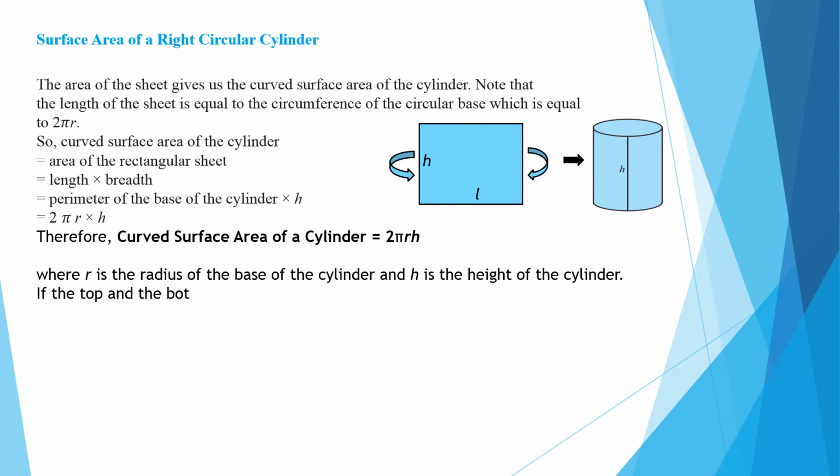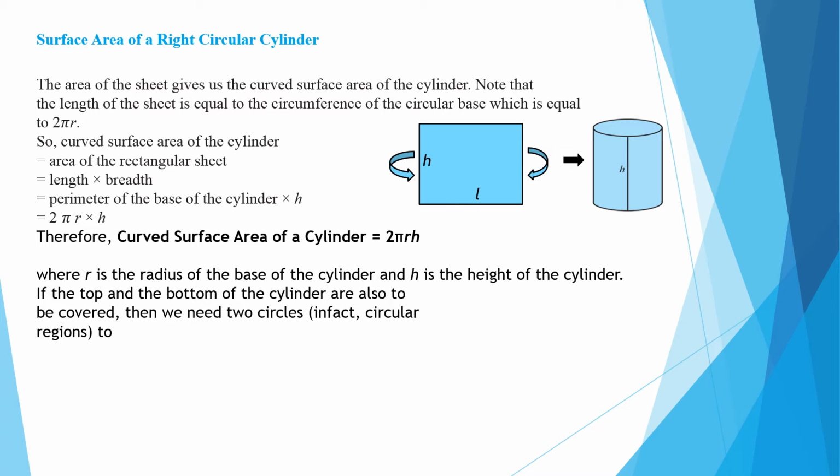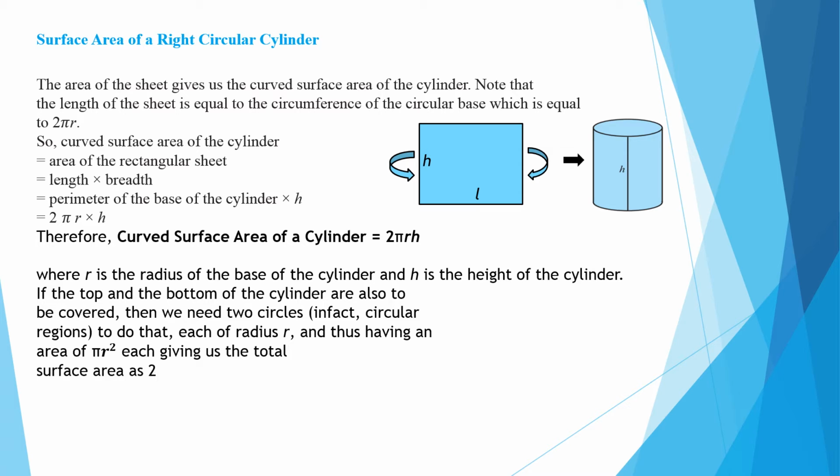If the top and the bottom of the cylinder are to be covered, then we need to find the areas of two circular regions whose radius is r, each having an area equal to pi r square. The top area is pi r square and the bottom area is also pi r square, which gives the total surface area equal to 2 pi r h, that is the lateral area, plus 2 pi r square.